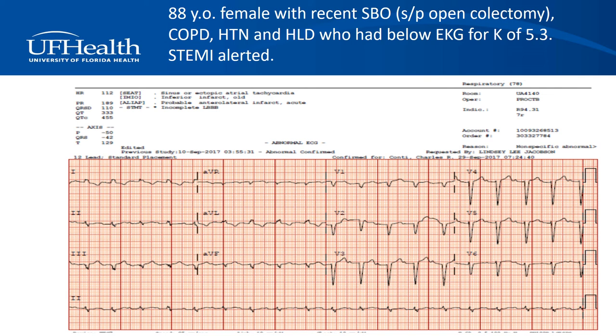The computer read here mentions a probable anterior lateral infarct, which probably prompted the STEMI alert. The EKG shows an intraventricular conduction delay and left bundle branch block-like appearance. As mentioned previously, new left bundle branch block alone is not STEMI criteria. The intraventricular conduction delay and left bundle branch block-like appearance could be related to the hyperkalemia in this case. Therefore, the STEMI alert was canceled.